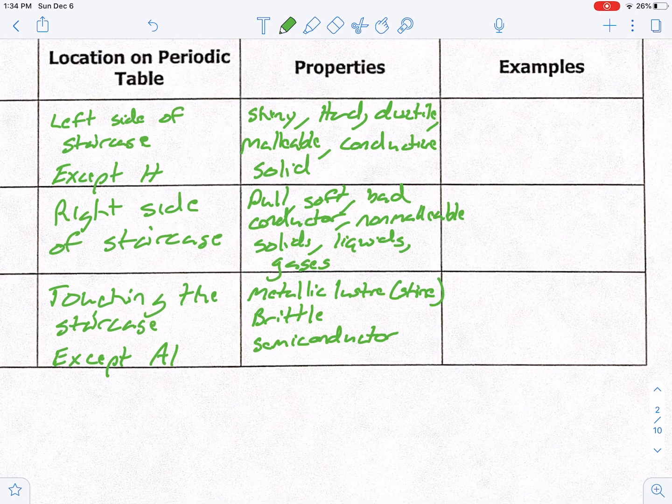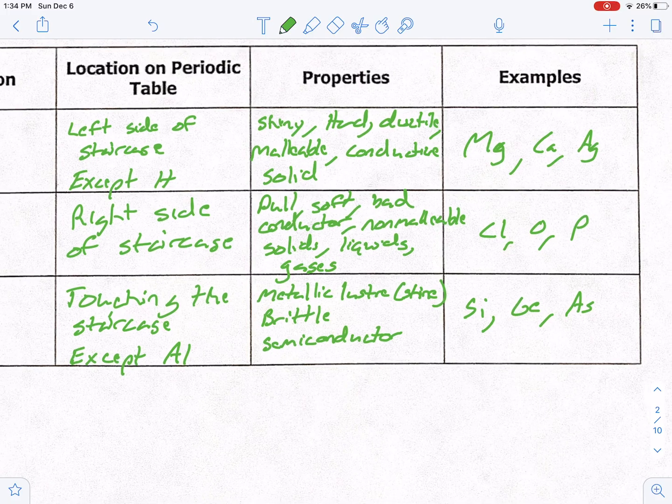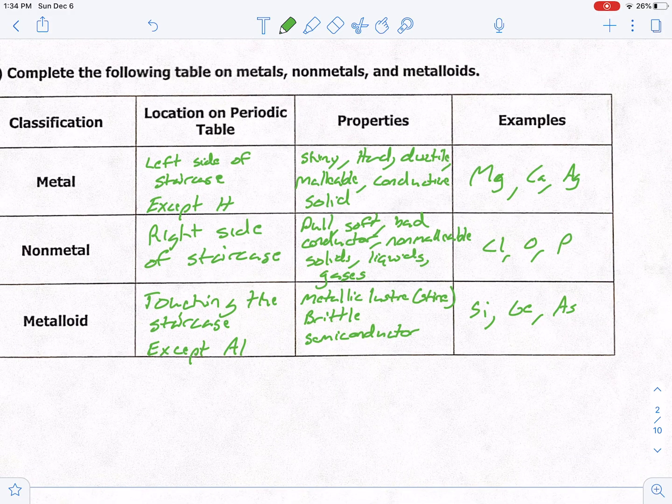So examples of metals would be anything left of the staircase. You could just pick anything: magnesium, calcium, silver. Non-metals are going to be on the right side. So you could just say chlorine, oxygen, phosphorus. And then anything that falls along the staircase that touches it, except aluminum, would be a metalloid. So that would be things like silicon, germanium, arsenic. Okay, so the big thing is metals on the left side, non-metals on the right side, and metalloids are just what is touching the staircase.